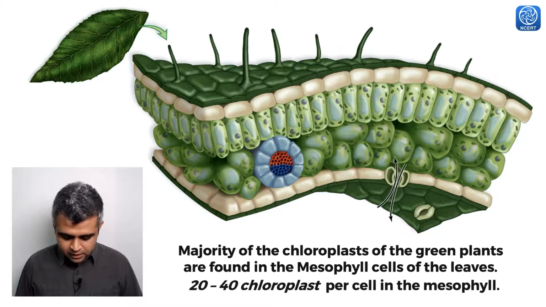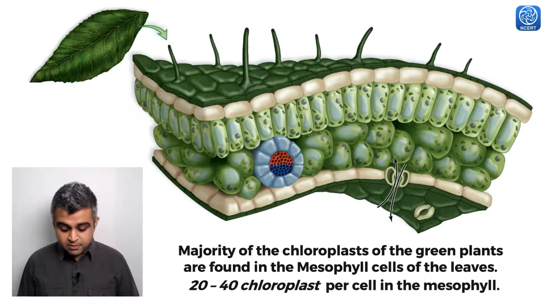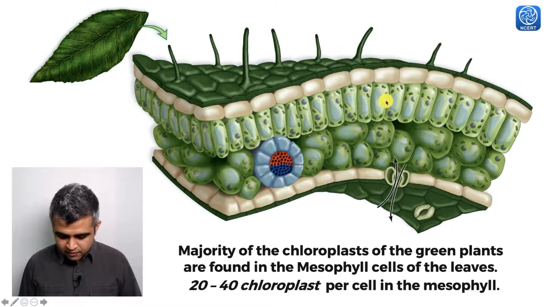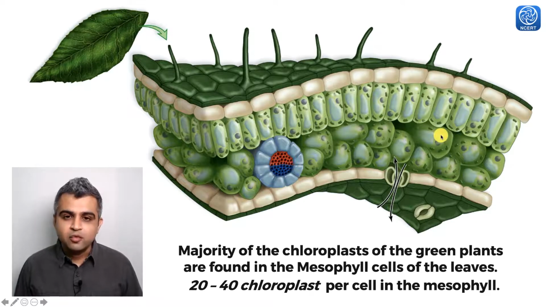In fact, 20 to 40 chloroplasts per cell in the mesophyll. So every cell that you see here can have anywhere from 20 to 40 chloroplasts. There are other cells like the Chlamydomonas, which is a green algae, and this is how it looks under the microscope.